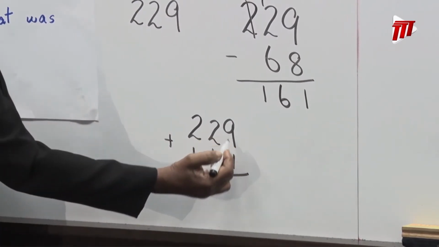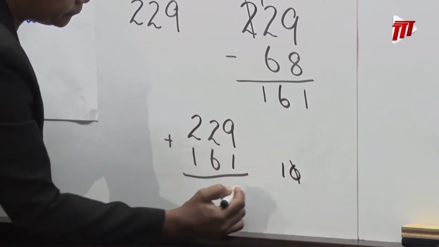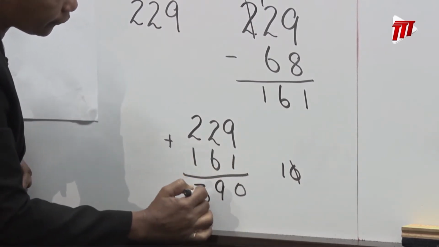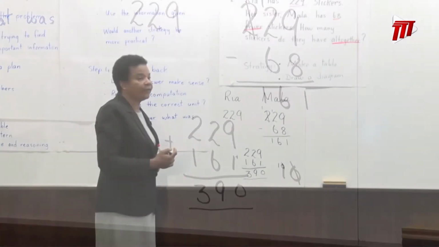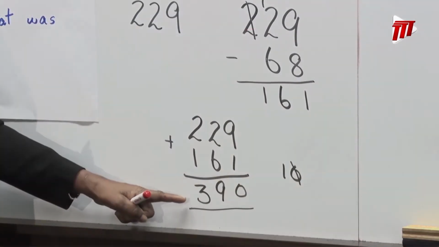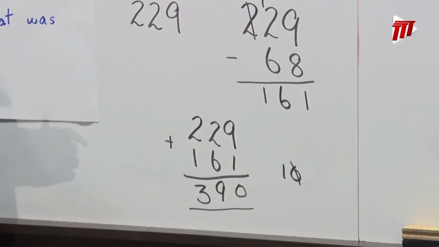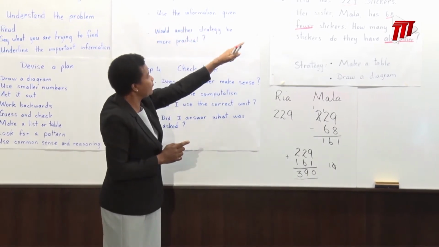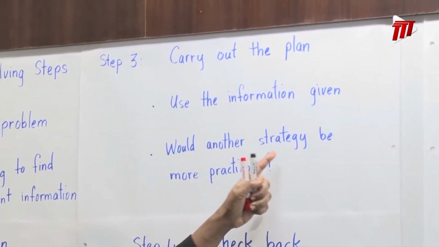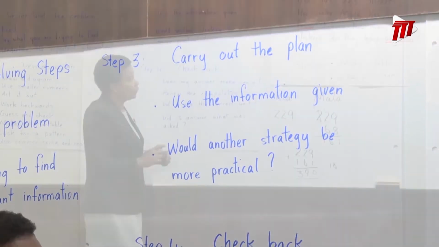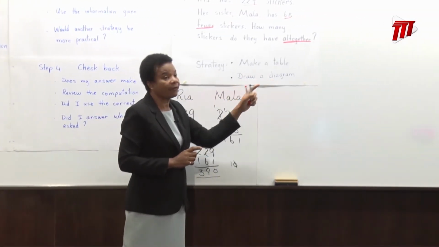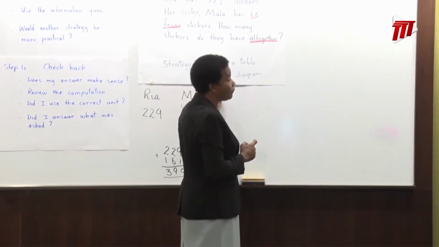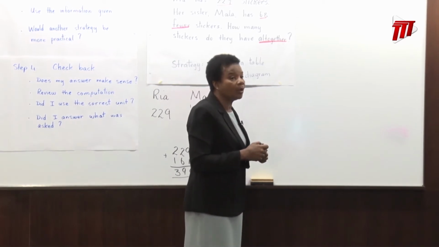Let's add 9 and 1, it's 10. 2 and 6, 8, and 1, 9, 2 and 1, 3. So altogether, they have 390 stickers. So we have carried out the plan. Use the information that was given. Would another strategy be more practical? What about if we drew a diagram? Let's see. We are going to now do that same problem using the bar model.